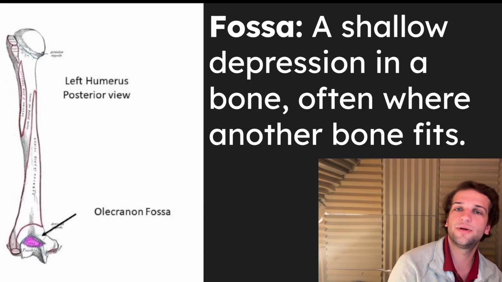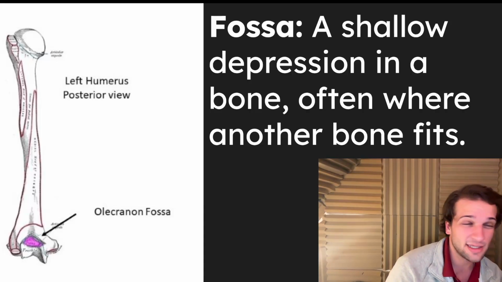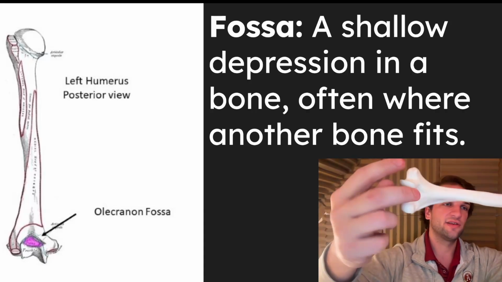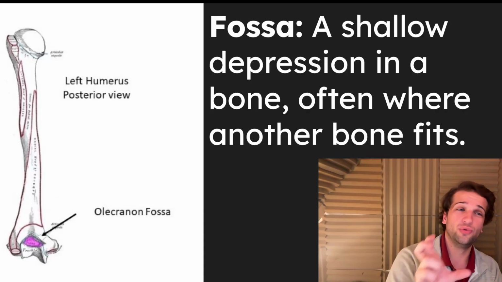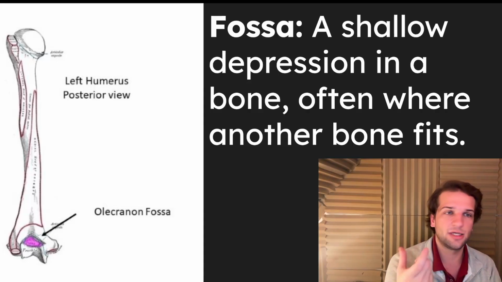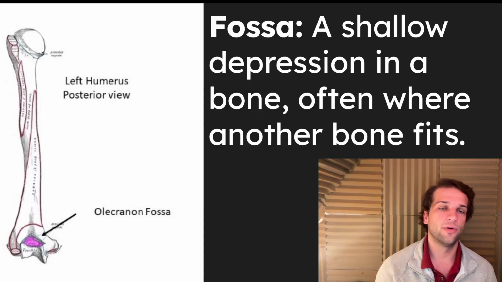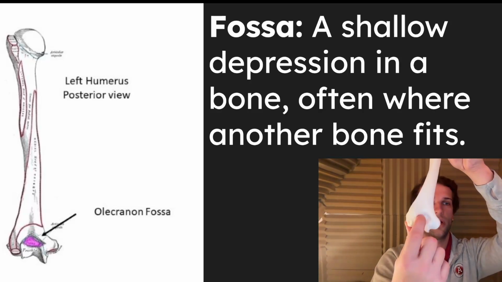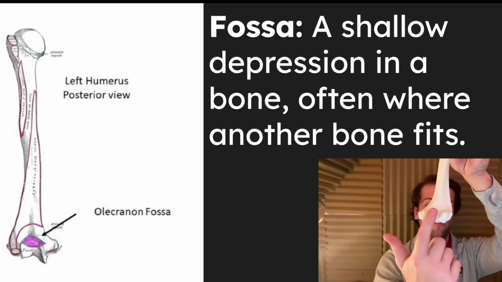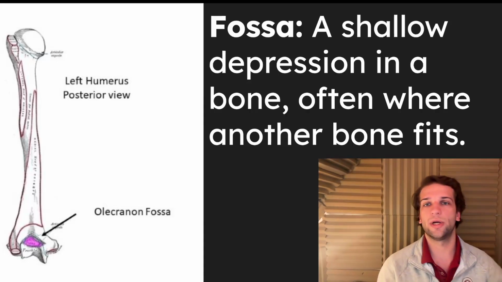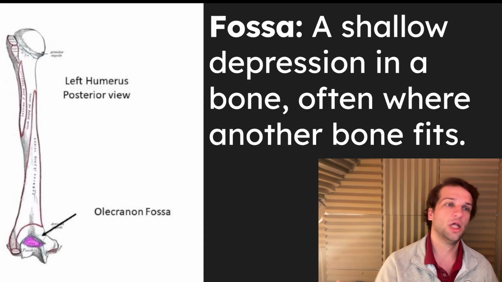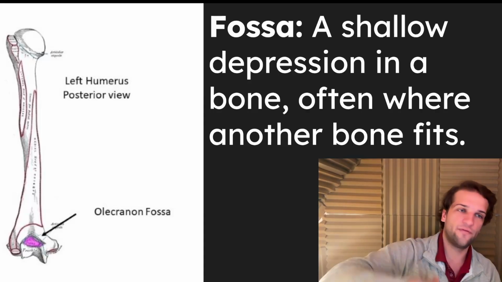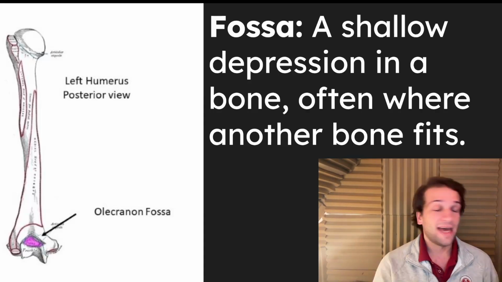Okay, and then the last one here is what is called a fossa. Basically, a fossa is a depression that allows for another bone to slot into that depression. And so on our arms, we have two of these. We have the olecranon fossa and the coronoid fossa. They're just where your ulna and radius will basically lock in place and get stuck so that they can't overextend. That is the bone markings.